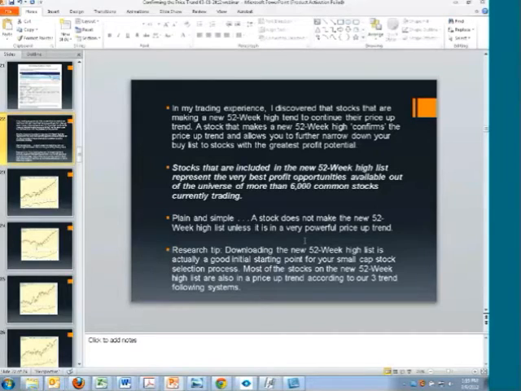So plain and simple, the stock will not make that new 52-week high list unless it's in a very powerful uptrend. And this new 52-week high list, that's also a great starting point for your trade selection. So if you want to start out with your trade selection, a good place to start would be to just look at that new 52-week high list and check out the stocks on that list. And like I say, I do that almost every day, and it's a great starting point for your research.